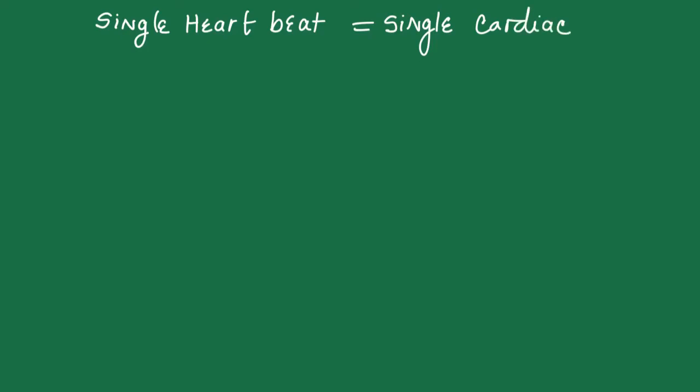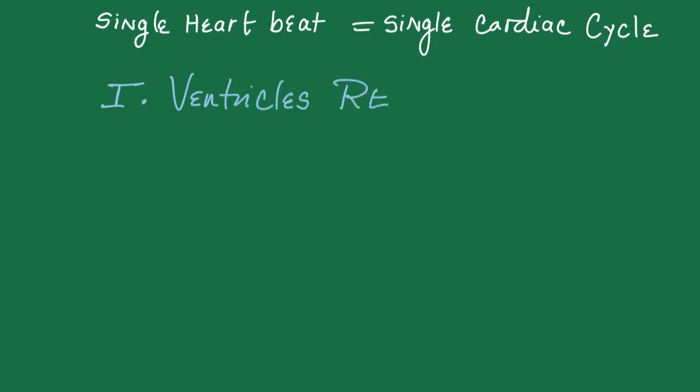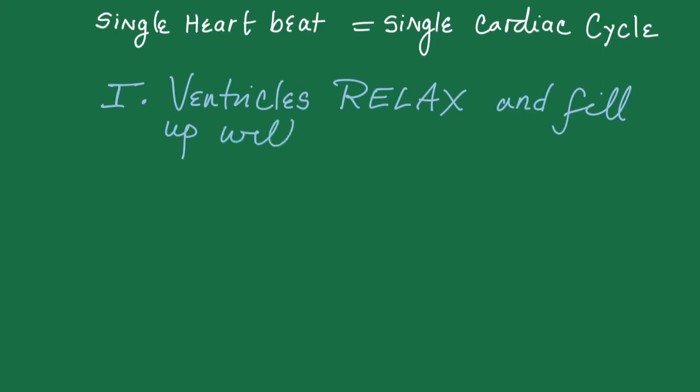A single heartbeat is also called a single cardiac cycle. Many events happen during this cardiac cycle, but we can summarize that into two major phases. Basically, two things happen and they all have to do with the ventricles. The ventricles relax fully and fill up with blood. We call this ventricular filling. So that's the first major phase of the cardiac cycle. Ventricles relaxing fully and filling up with blood.